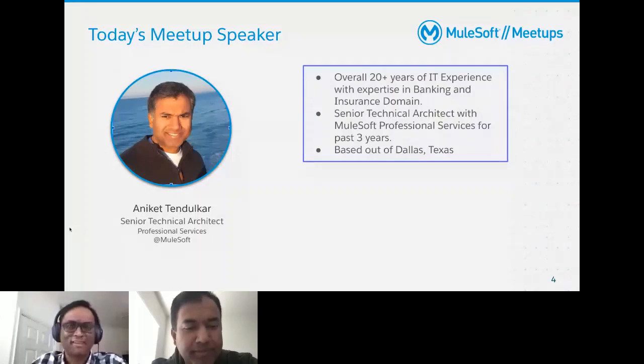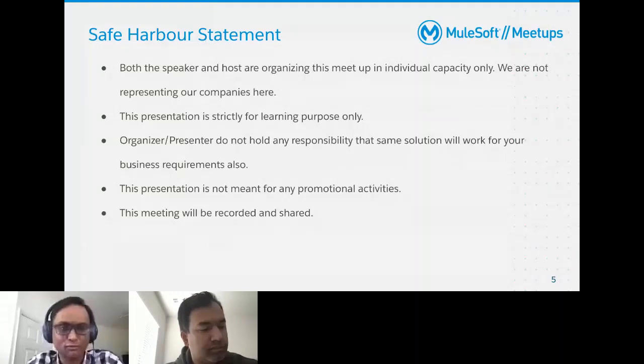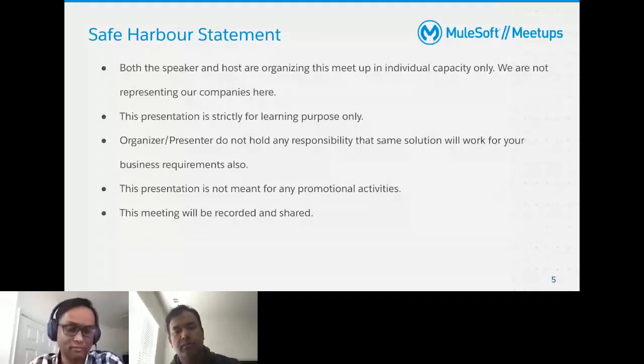Now, let's talk about some of the safe harbor statements. We would like you to know that both myself and Aniket are organizing this meetup in our individual capacity. Even though we are from MuleSoft, we are not representing our company here. This presentation is strictly for learning purposes alone. The organizers and Aniket don't hold any guarantee or responsibility that the same solution would work for you, because every requirement, every use case could be different.